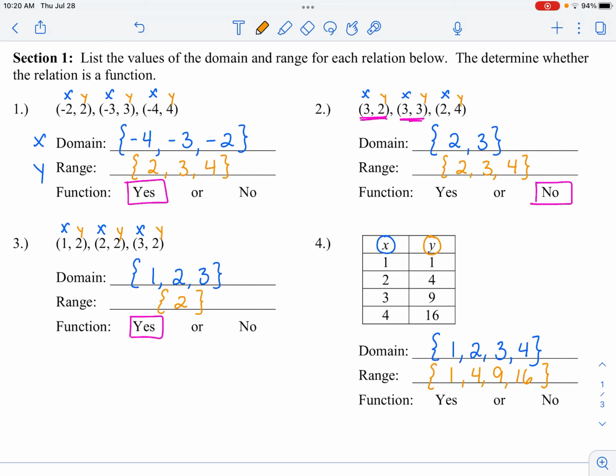All right, the question is, is every x value paired with only one y value? And when I look at this part of the table, I see there's no repetition in the x values. So that means that this is yes, it is a function, okay? You'll find that many relations are in fact functions, okay?